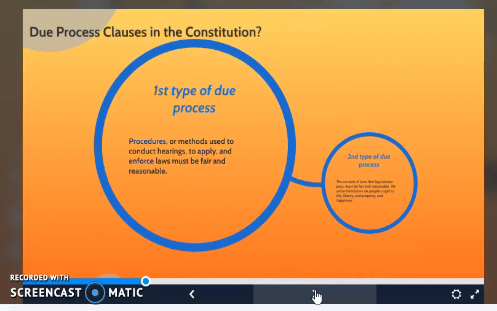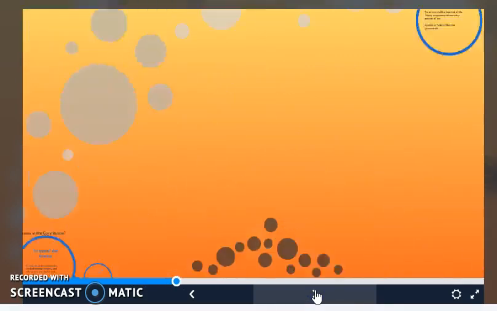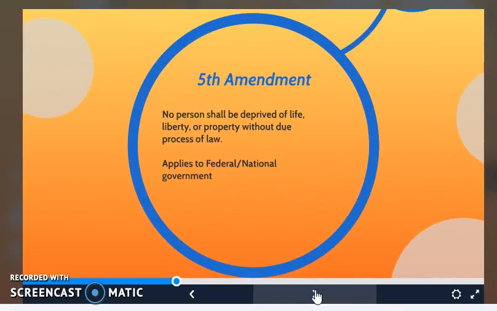So where do we find these in the Constitution? Our due process amendments are the 5th and the 14th. The 5th Amendment says no person shall be deprived of life, liberty, or property without due process of law. There it is, right there in the 5th Amendment. And this applies to the federal or national government. So the 5th Amendment says that the national government has to treat you fairly.